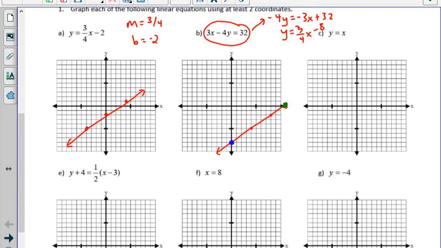Problem 3 is in slope-intercept form, y equals x. If I need to do this, I could rewrite it as y equals 1x plus 0, just to visually see what's happening. So I have a y-intercept of 0 and a slope of 1. So the graph is going to look something like that.